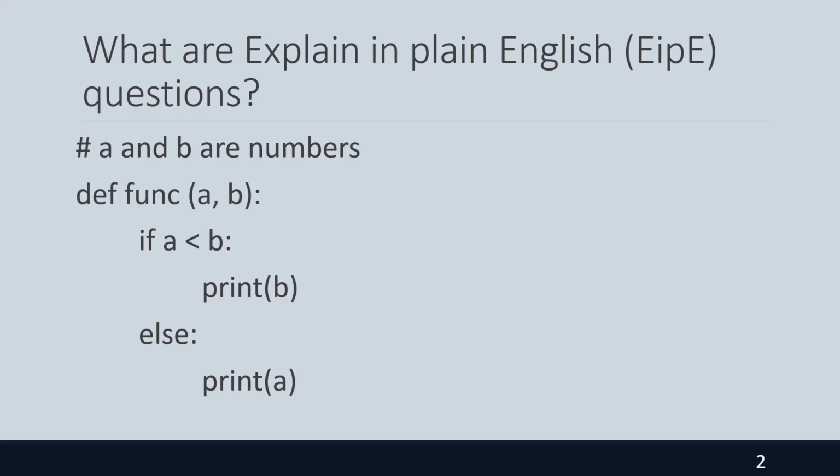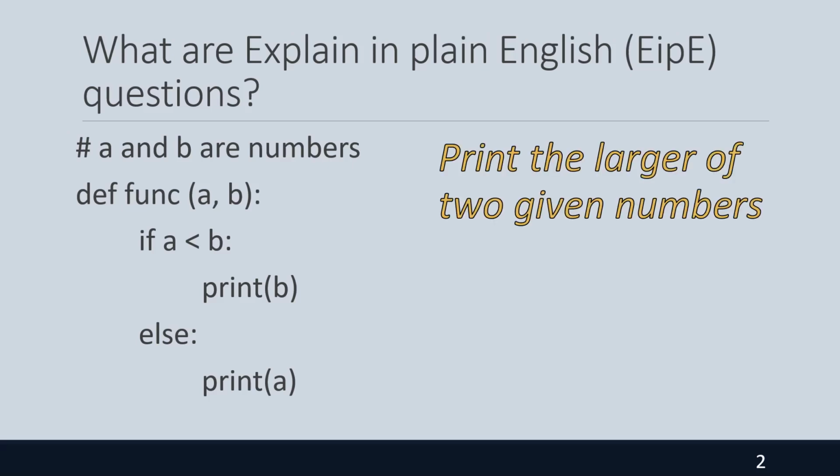Let's start with what Explain in Plain English questions are. In the context of a CS1 course, that might be a small code segment like the function shown here. These segments are given to students, and they're asked to describe it at a high level in natural language. For example, "print the larger of two given numbers" is a clear high-level explanation of the code shown here.